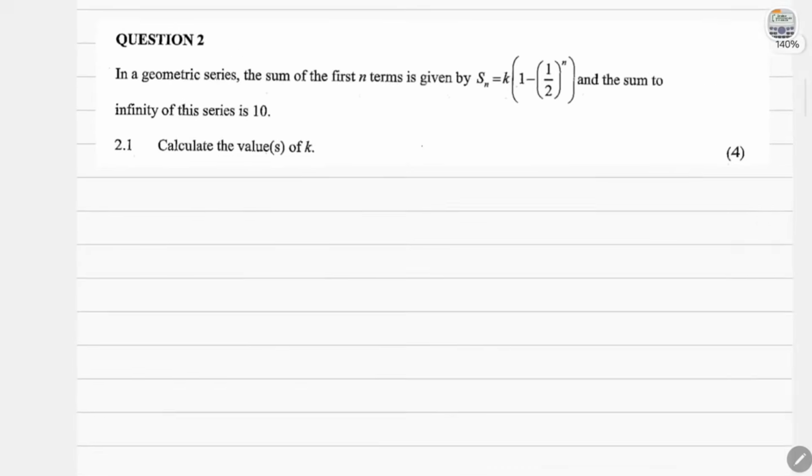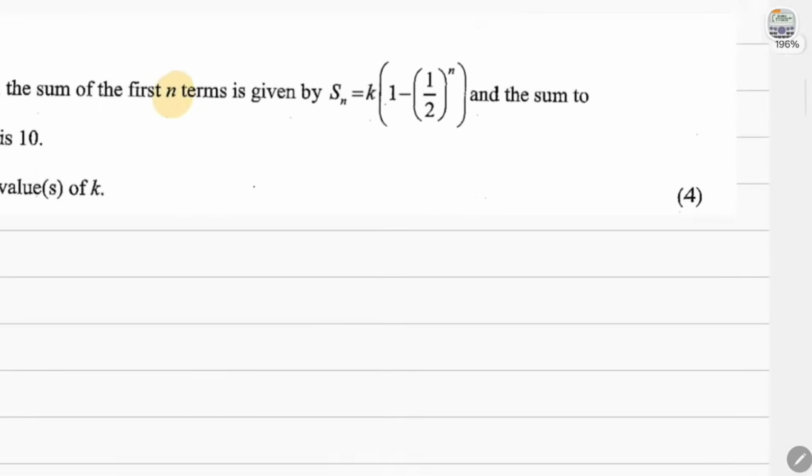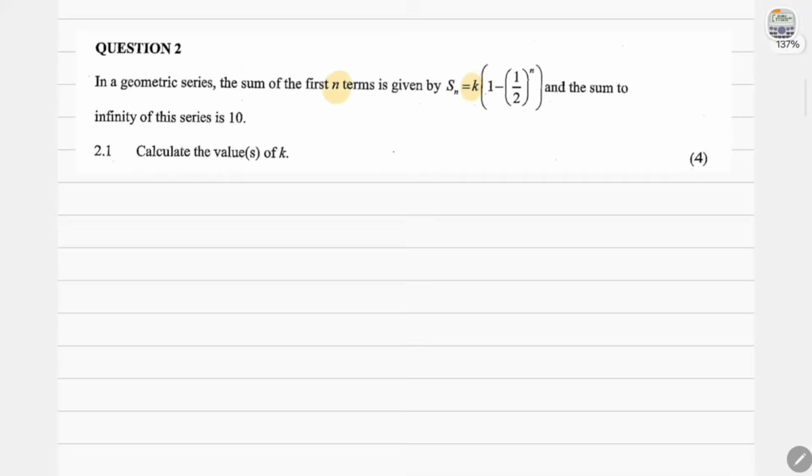Question 2 says, in a geometric series, the sum of the first n terms is given by Sn equals k times 1 minus 1 over 2 raised to the power of n. Okay, so it multiplies by all of that. And the sum to infinity of the series is 10. Okay, and they want us to calculate the value or values of k.